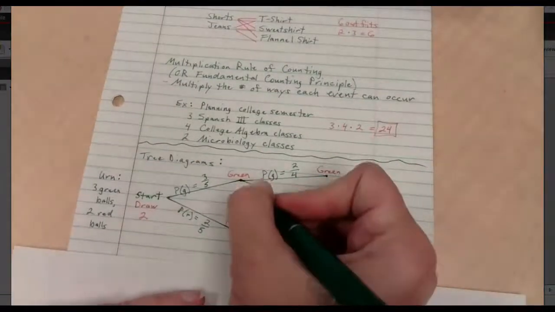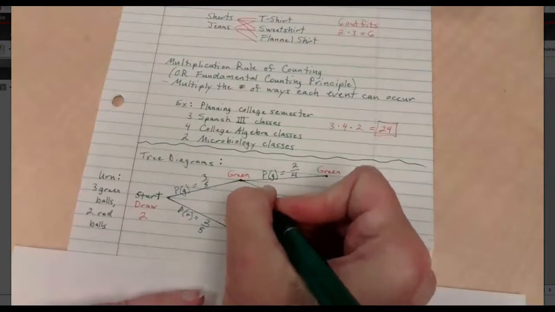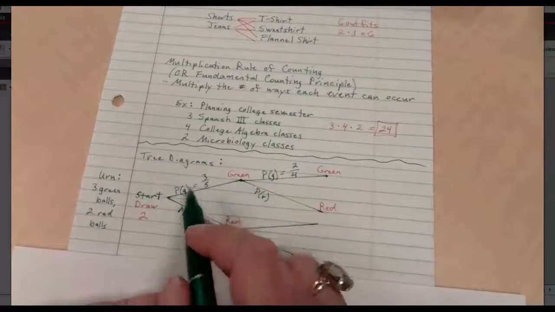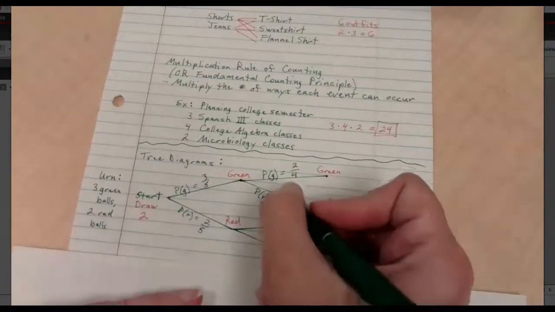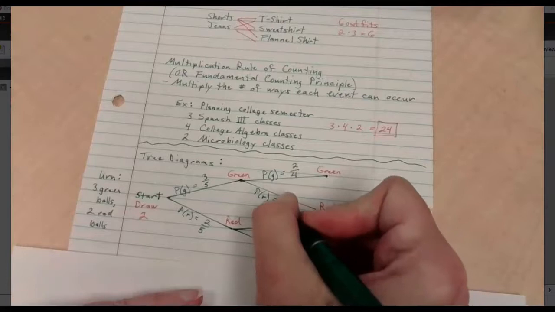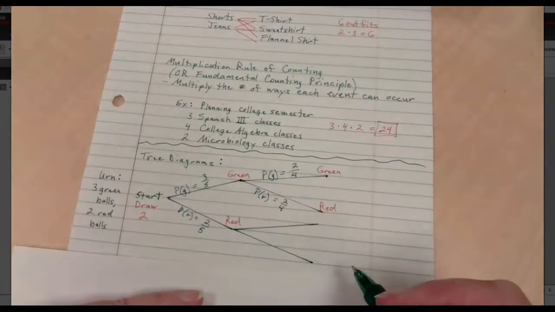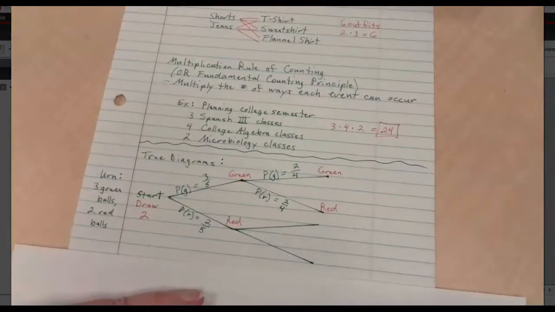Well, what does that mean for red? The probability for red. All right, well, let's see. If we pulled a green the first time, there are still 2 reds available, but again, there are only 4 balls left in the urn. There we go. Okay, I'm going to come back to those numbers. We're going to fill out the bottom part of this.